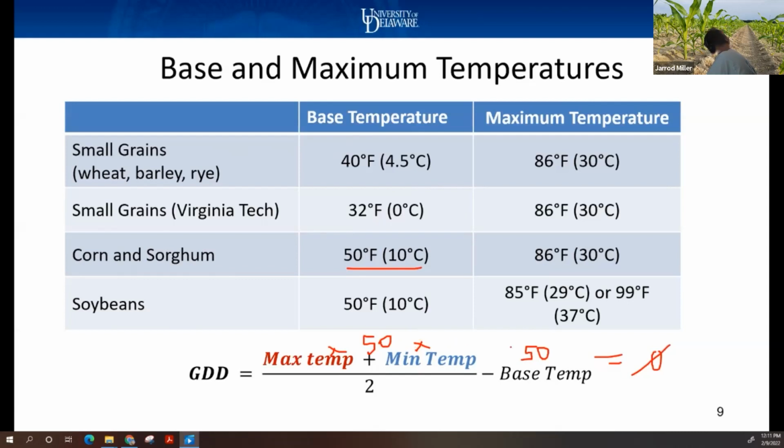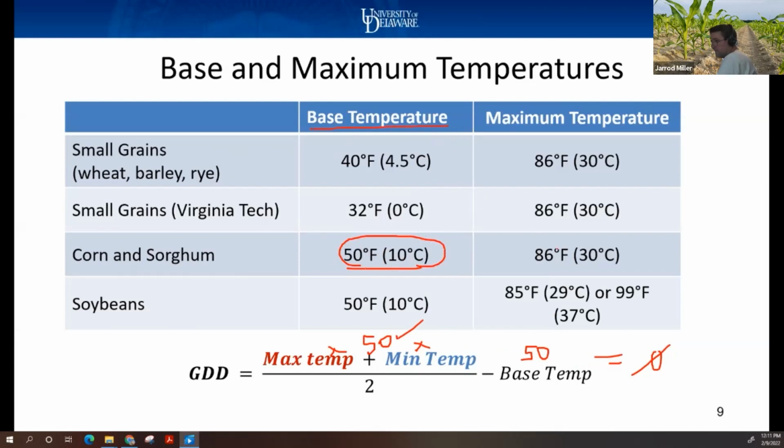But once you hit June, if you can't plant till June, it's very likely that your temperature is always going to be above 50 on average. So you're always going to get growing degree units, so you're always going to see some growth. And that's why we use this instead of days from planting, because if you plant in April, you don't have the temperatures to push growth.